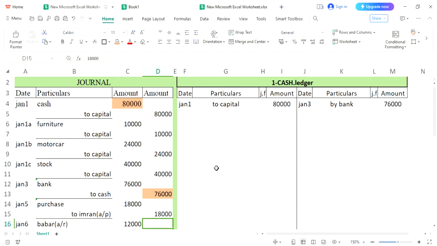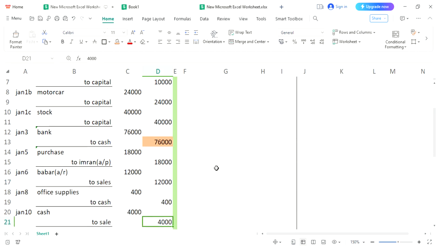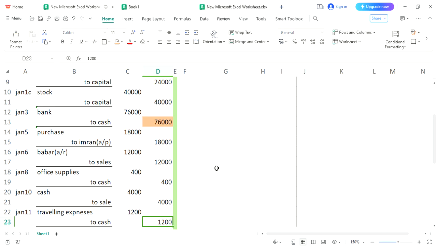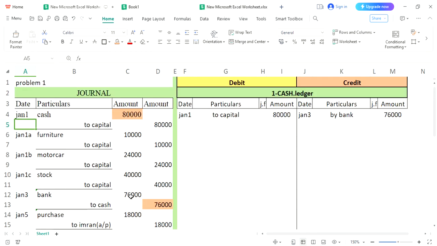Now we will see if cash is present anywhere else. Now you can see that after this 76,000, we have seen cash over here. This is your January 10th entry. So obviously it is cash debit 4,000. So you will go to the debit side and will write 4,000 over here.